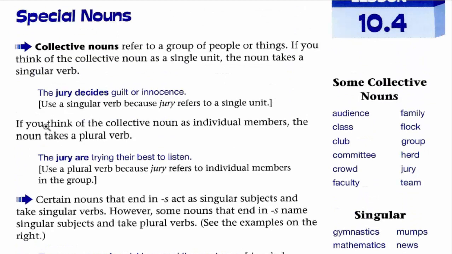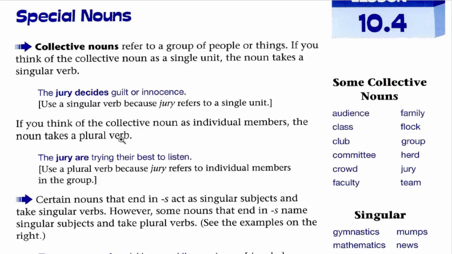So let's continue. In this example here, the jury decides guilt or innocence. The subject here is jury, and jury is a group of people who work in a court. They act as one person because they take one decision. That's why it takes a singular verb. If you don't remember, a singular verb has an S: plays, he plays, she plays, I play. Use a singular verb because jury refers to a single unit.